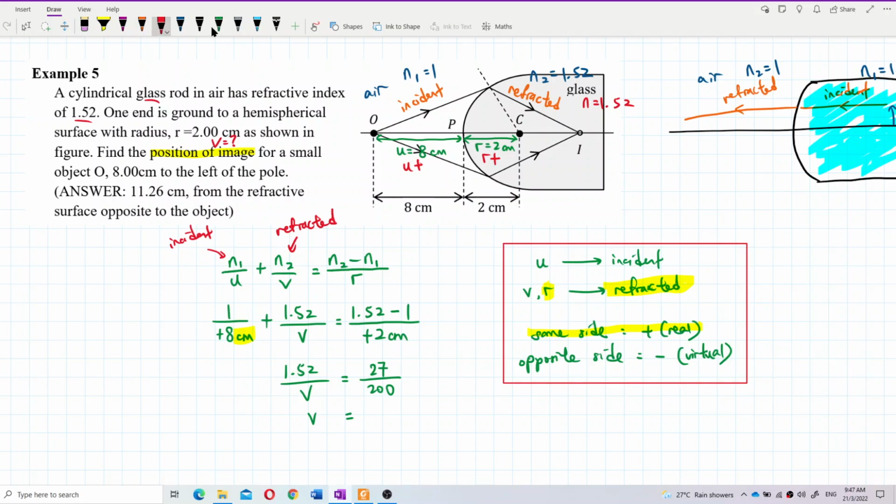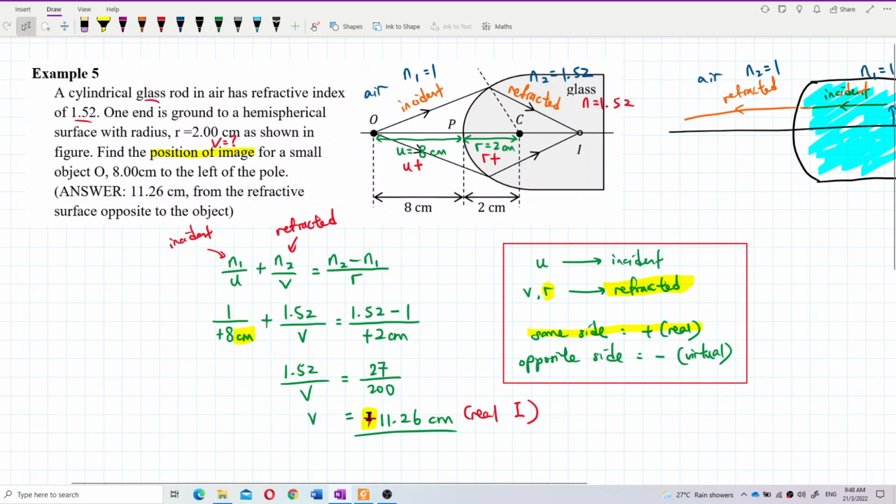So we get a positive answer, positive 11.26 centimeter. What does a positive value mean? Positive value means it is a real image. We get V positive, so V positive means it's a real image. First of all, I can say if V is positive, it is a real image.